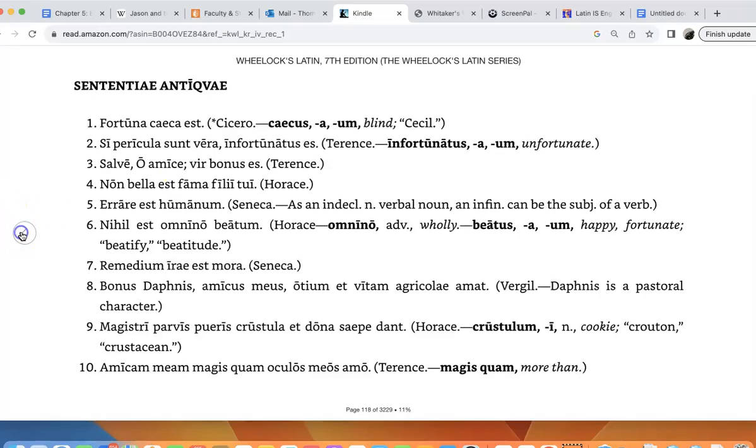If you learn the vocabulary, again, Shakespeare is easy if you know the vocabulary. If not, it's very difficult. No different in a foreign language. So, "Si pericula sunt vera, infortunatus es." Three, "Salve, o amici, vir bonus es."